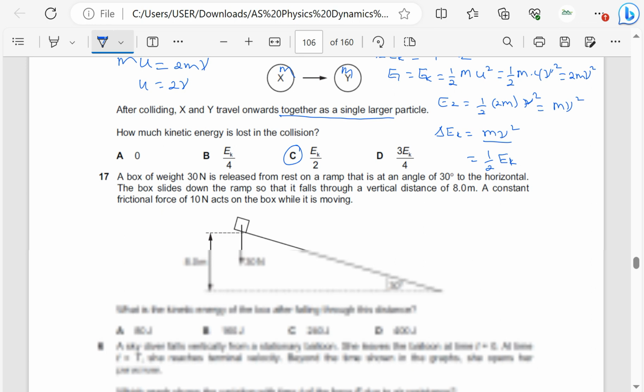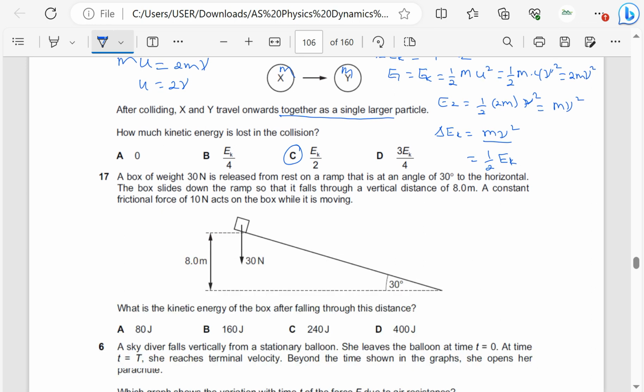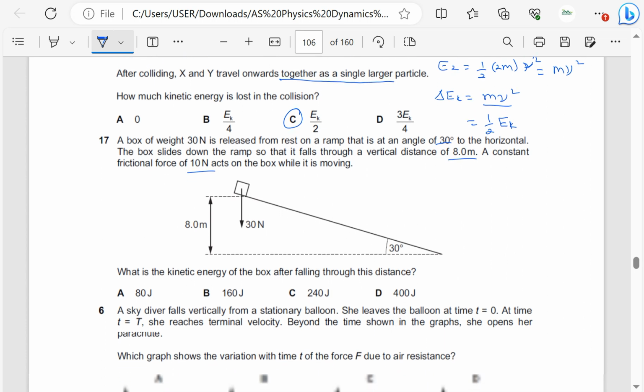A box of weight 30 newtons is released from rest on a ramp that is at an angle 30 degrees to the horizontal. The box slides down the ramp so that it falls through a vertical distance of 80 meters. A constant friction force of 10 newtons acts on the box while it is moving. What is the kinetic energy of the box after falling through the distance?